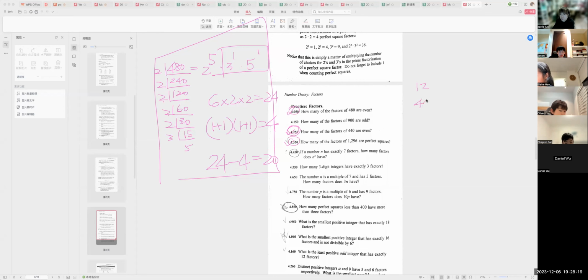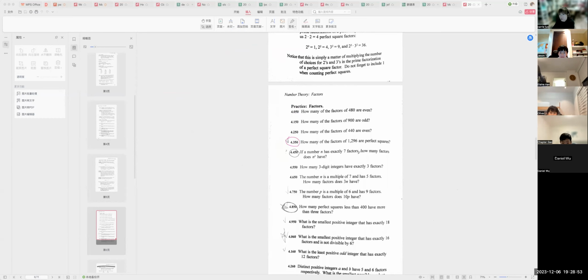So we have 440 divided by 2 is 220, divided by 2 is 110, divided by 2 is 55, and divided by 5 is 11, right? So 2 to the power 3 times 5 to the power 1 times 11 to the power 1. So how many of them are odd? It will be 4. How many in total will be 4 times 4 equals 16. So 16 minus 4 equals 12. Good job, Jason.